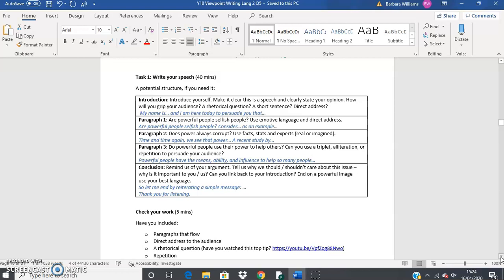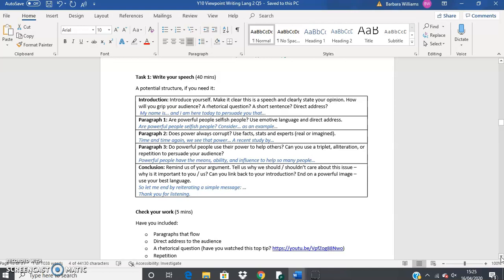My structure would be starting with an introduction where I introduce myself and I make it clear that it's a speech. So I would say, good morning, my name is Dr. Williams and I am here to persuade you that, and be really clear about what my argument is. Like we've said in persuasive writing, you need to maintain that consistent argument from start to finish, so it needs to be in your introduction. Try and think about gripping your audience though. Are you going to use a rhetorical question, a short sentence, repetition, a triplet, direct address? I've given you some sentence starters there. As I say, anything in blue you are more than welcome to ignore. If you want to use your own ideas, please do.